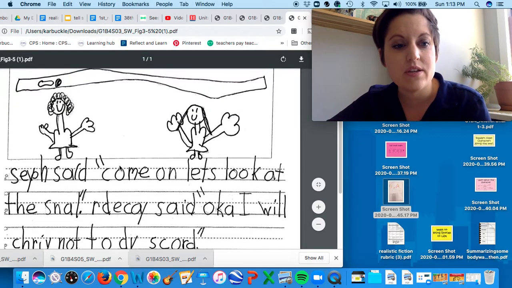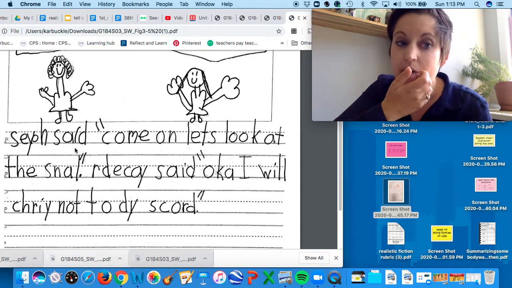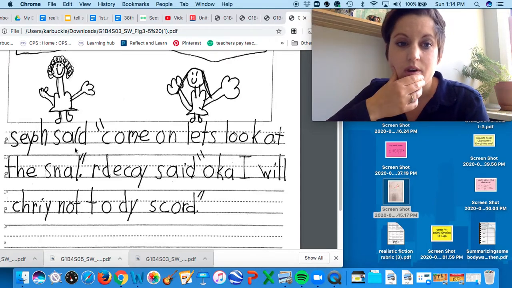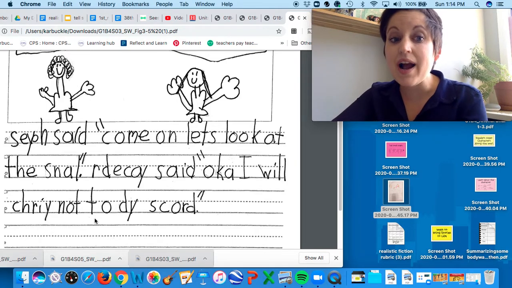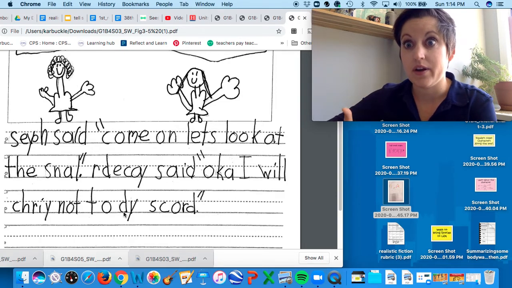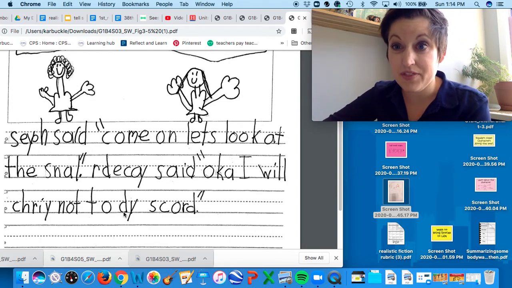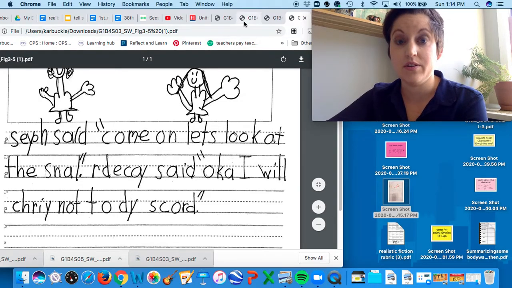on this page, it says, Sarah said, "Come out and let's look at the snail." Redke said, "Okay, I will try not to be scared." And so this was an example of a character saying how they felt at the end. I'll try not to be scared. And then the book is over because that was the final scene.